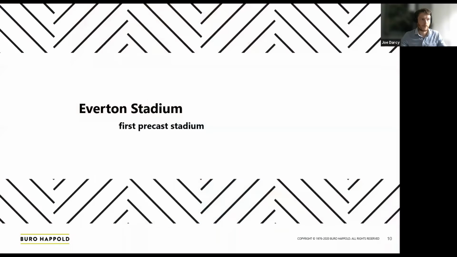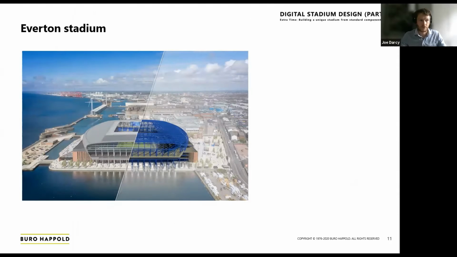So a bit of background. Everton Stadium, I believe, once it's constructed, will be the first precast stadium. Obviously, most stadiums might have some form of precast involved in their construction. However, on Everton, we've fully embraced precast, in particular DFMA use with precast. The stadium itself, if you haven't already seen, is based on the docks.